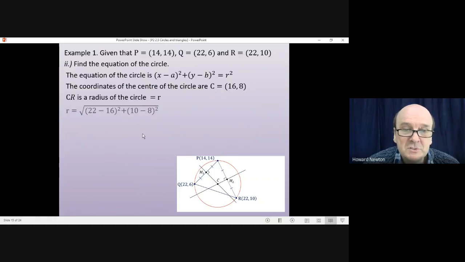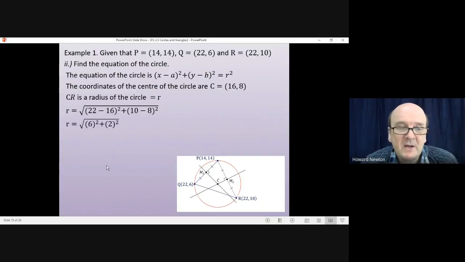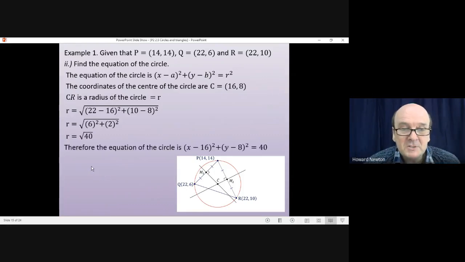I'm going to choose to use CR, so the distance from C to the vertex R. Using Pythagoras, that's the square root of the difference in the x values squared plus the difference in the y values squared. That simplifies to the square root of 6 squared plus 2 squared, which simplifies to root 40 for r. So the equation of the circle is (x minus 16) squared plus (y minus 8) squared equals r squared. Well, r is root 40, so r squared will be 40.